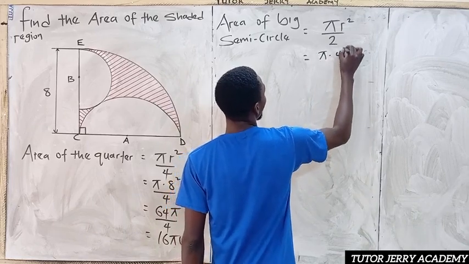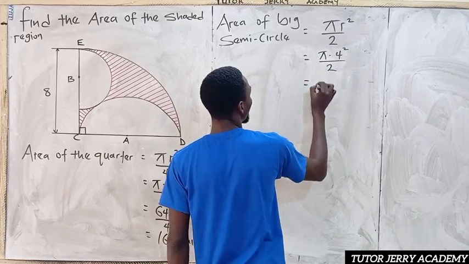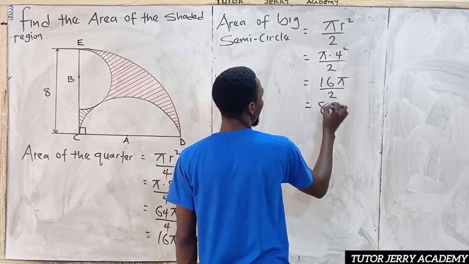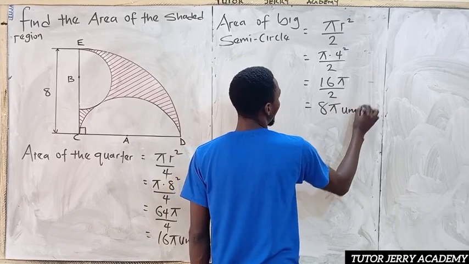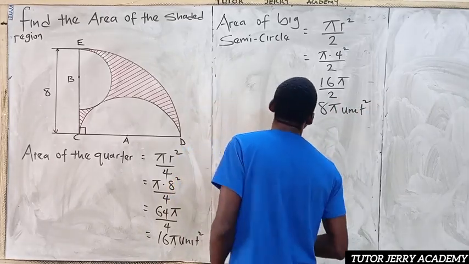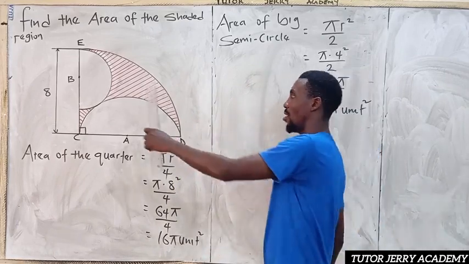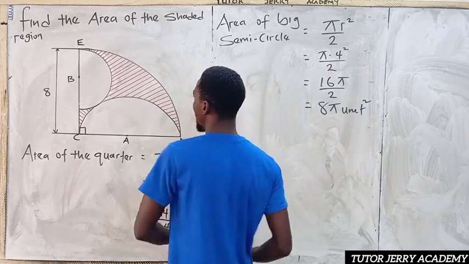So we are going to have this to be pi multiplied by 4 squared all over 2. So this will be equal to 16 pi all over 2. This will be equal to 8 pi units square. All right, so that is what we are going to have. Now the next thing is to find the area of this smaller semicircle.